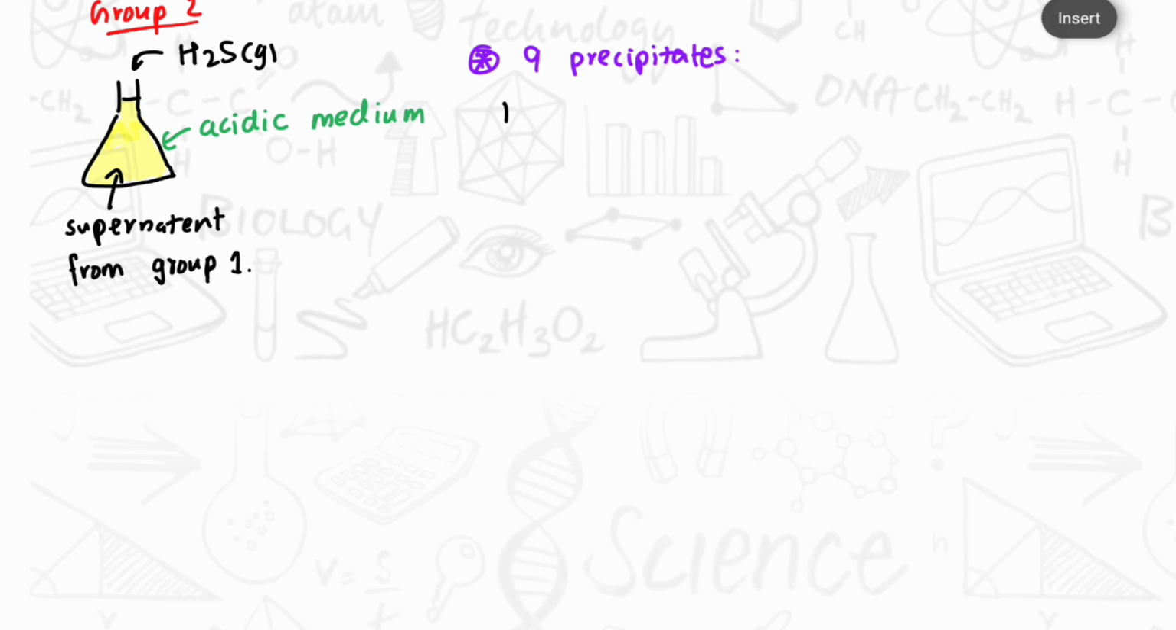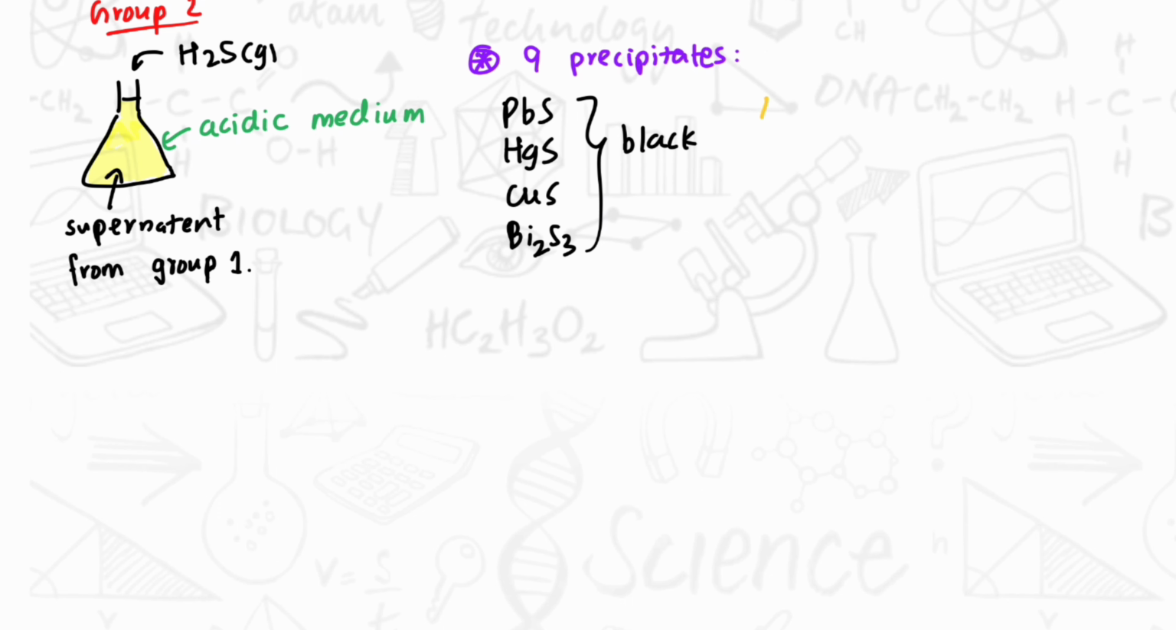They are lead sulfide, mercury 2 sulfide, copper sulfide, and bismuth sulfide. These four are black in color. Next, we have the yellow ones: arsenic sulfide, tin 4 sulfide, and cadmium sulfide. These are yellow in color. Next, we have tin 2 sulfide, which is brown in color. Finally, we have the antimony sulfide, which is orange in color.